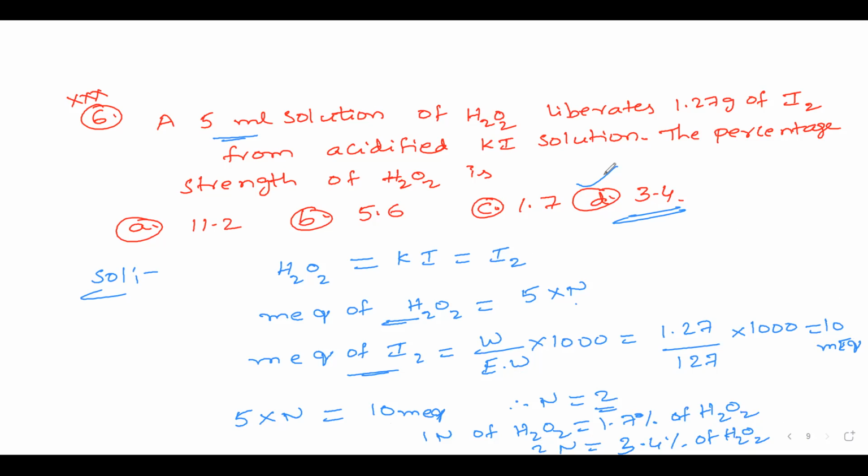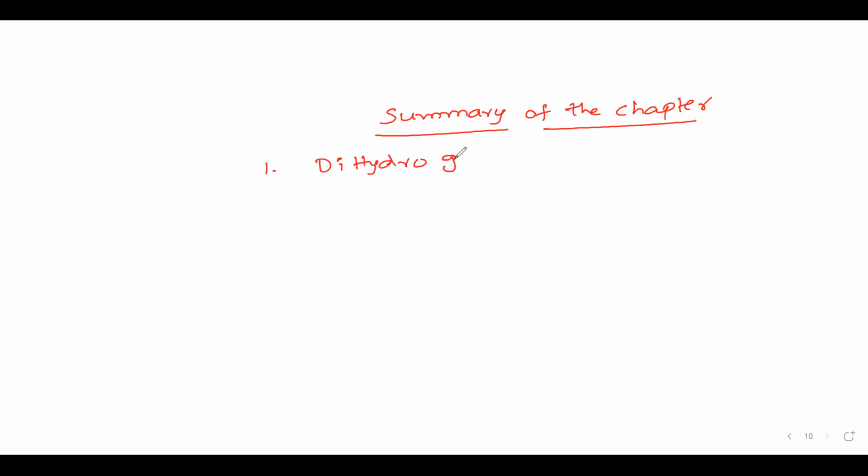So now we'll write the summary of the chapter, because this was a question based on hydrogen peroxide, and the remaining topics we have done already. So I'm doing the summary of the chapter right now. First we have dihydrogen: preparation, properties and uses.